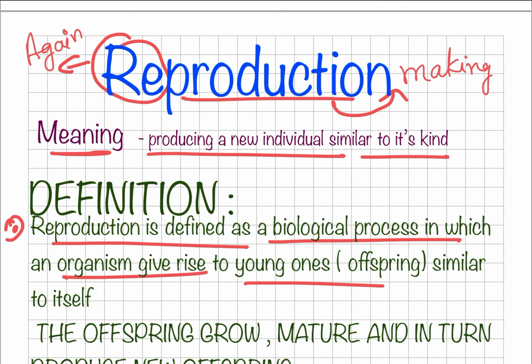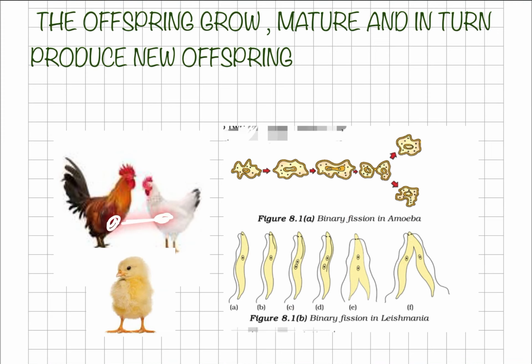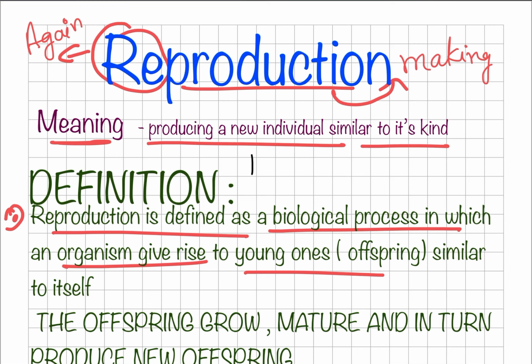That means this rooster and this chicken, they reproduce a new chick. So, an individual making a new individual similar to its kind is called reproduction. For example, a human is making human babies. That means an individual is making a new individual similar to its kind.